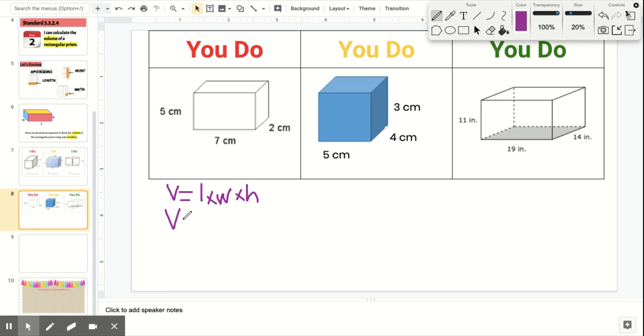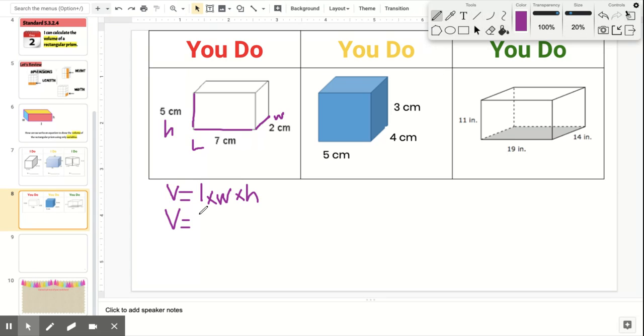And then your next step is to replace those variables, those letters, with the numbers. So I can call 7 the length. Some of you might have called that the width. That is okay. I'm going to call 2 the width, and then I will call 5 the height. So remember, those are interchangeable because we are multiplying, and multiplying can be done in any order.